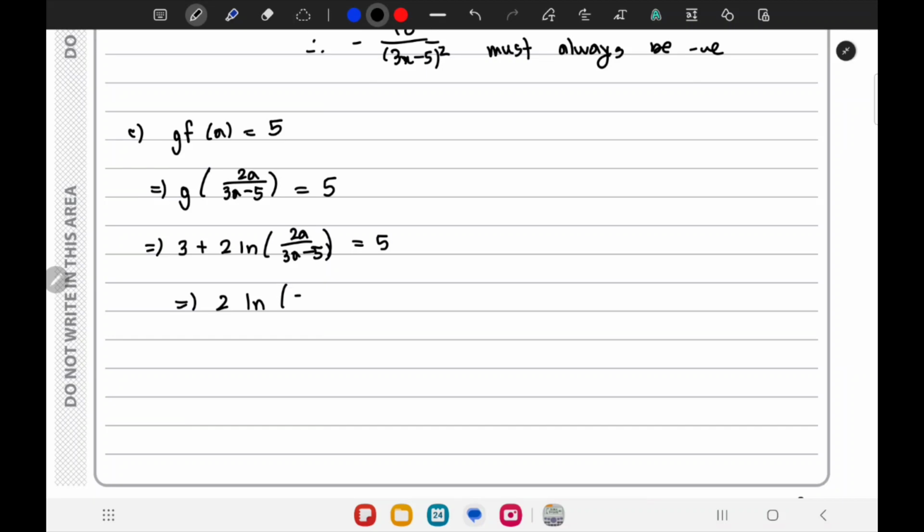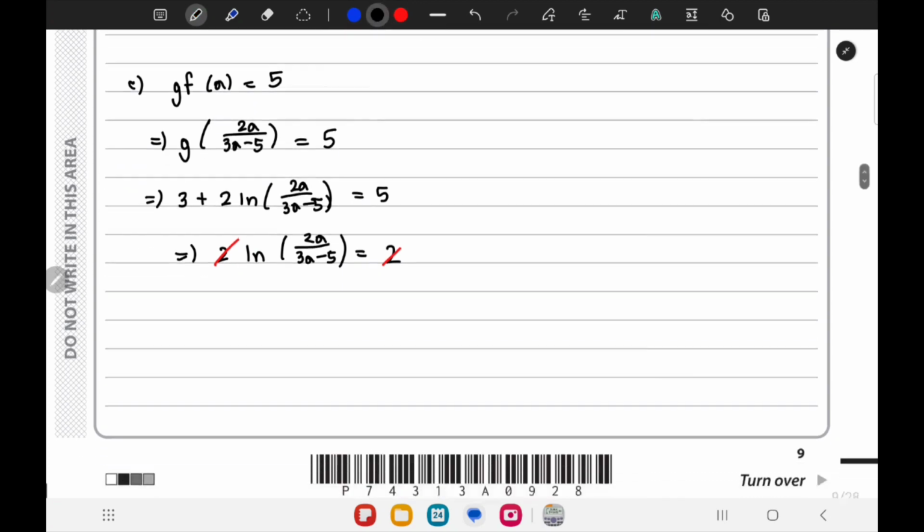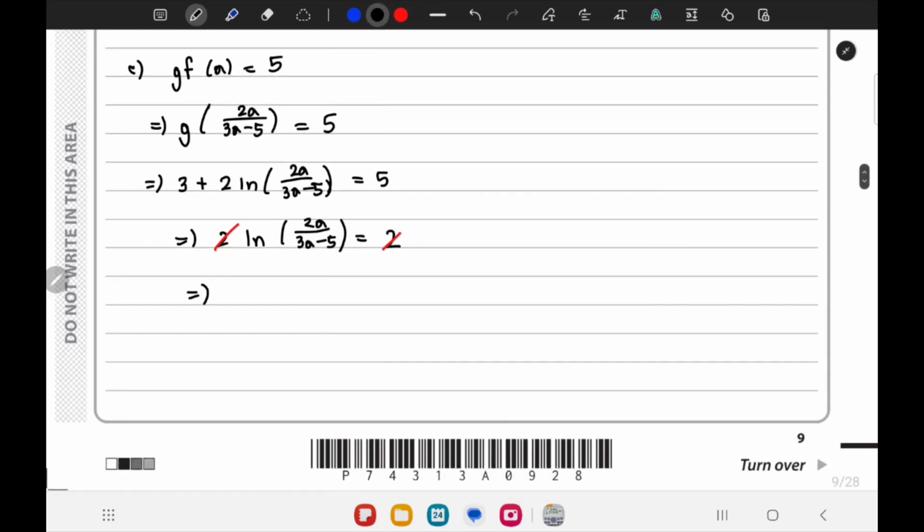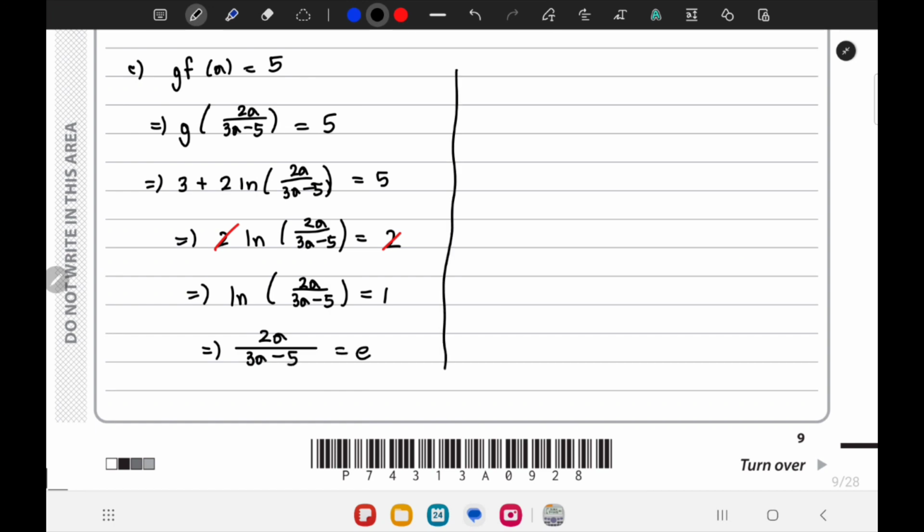2 ln of 2a over 3a minus 5 would be 5 minus 3, which is 2. We can cancel the 2 out. Therefore ln of 2a divided by 3a minus 5 will be 1. So we'll get 2a divided by 3a minus 5 will be equal to e. So 2a equals e to the power... (3a minus 5).